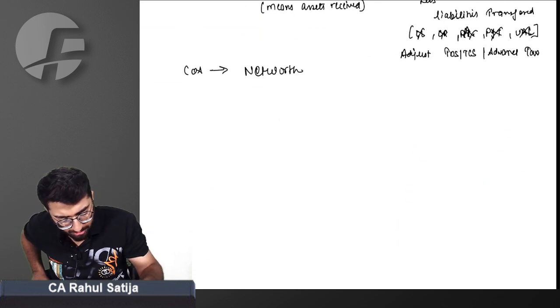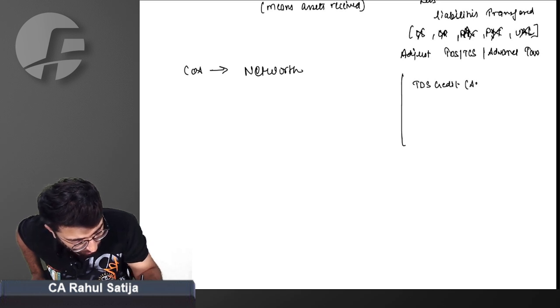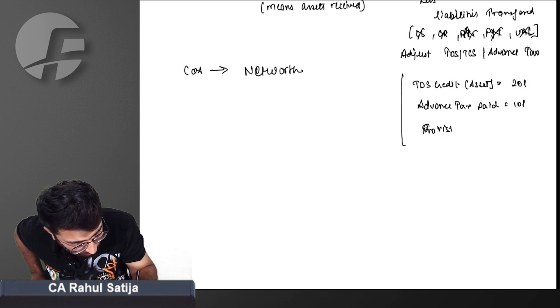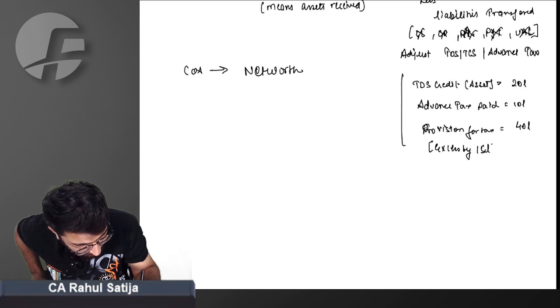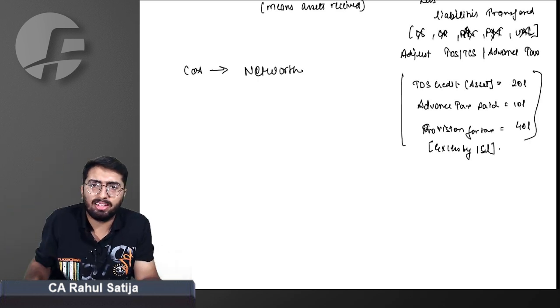For example, if you see TDS credit asset, for example, 20 lakh. If you see advance tax paid 10 lakh. If you see provision for tax, 40 lakh. And written here, excess by 15 lakh. What do you understand by these four things? First of all, you have to ignore all four things while calculating slump sale.